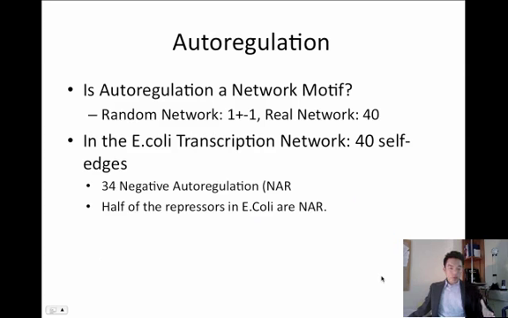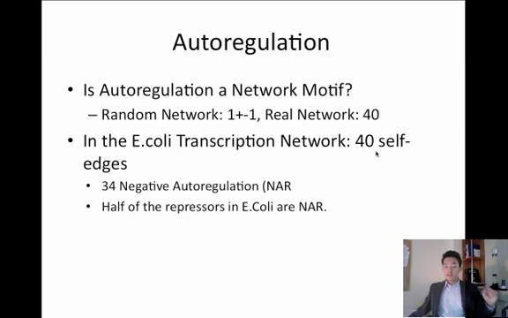Now, is autoregulation a network motif? That's the first question which strikes our mind. And to answer that, we know what to do. We're going to check the occurrence of this motif in a randomized network and in the real network and see the significant difference. When that's done in the E. coli TR network, the transcription network, they have found that there are 40 motifs occurring in a real network and around 1 plus or minus 1 in a randomized network. So that's why the occurrence is really high, and hence it is termed a network motif.